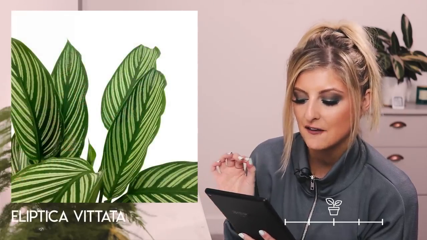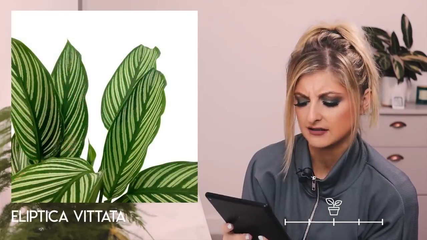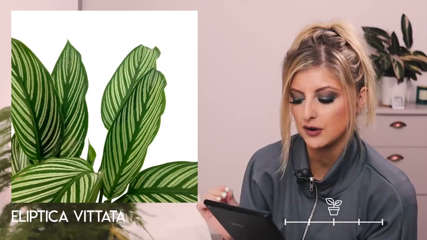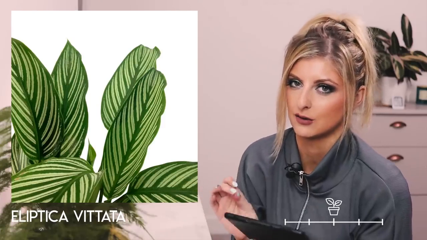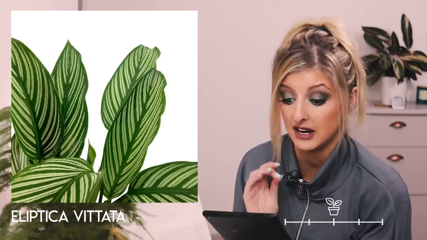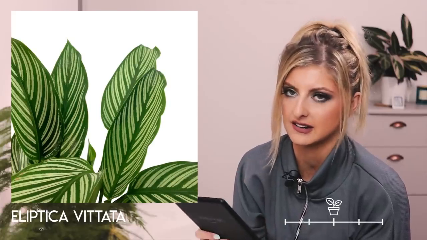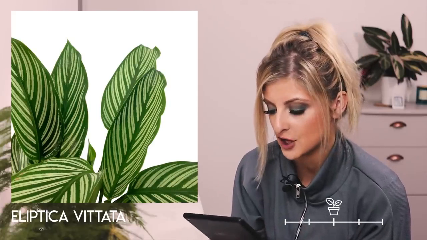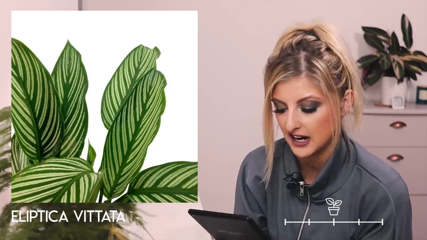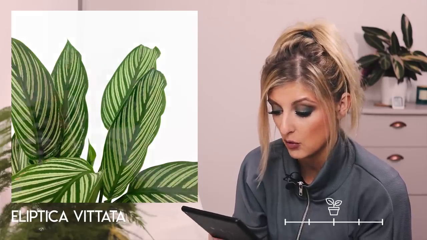Next on very rare, we have the Calathea elliptica vittata. Calathea elliptica vittata. Now you will see this is incredibly close to the White Star. However, it's totally not. I know you're thinking, oh my god, it is. It's not. I've triple checked. This one is just, the variegation is just not as white from what I can see.